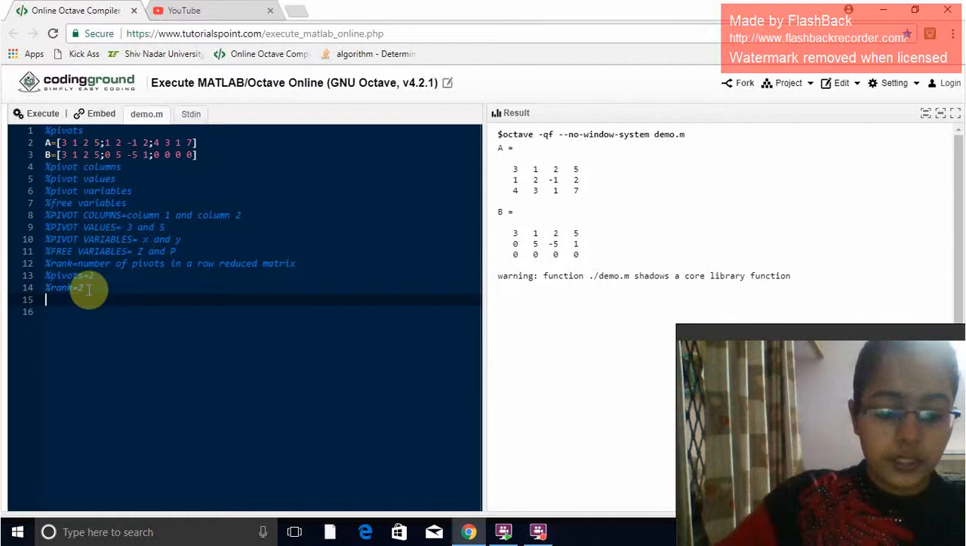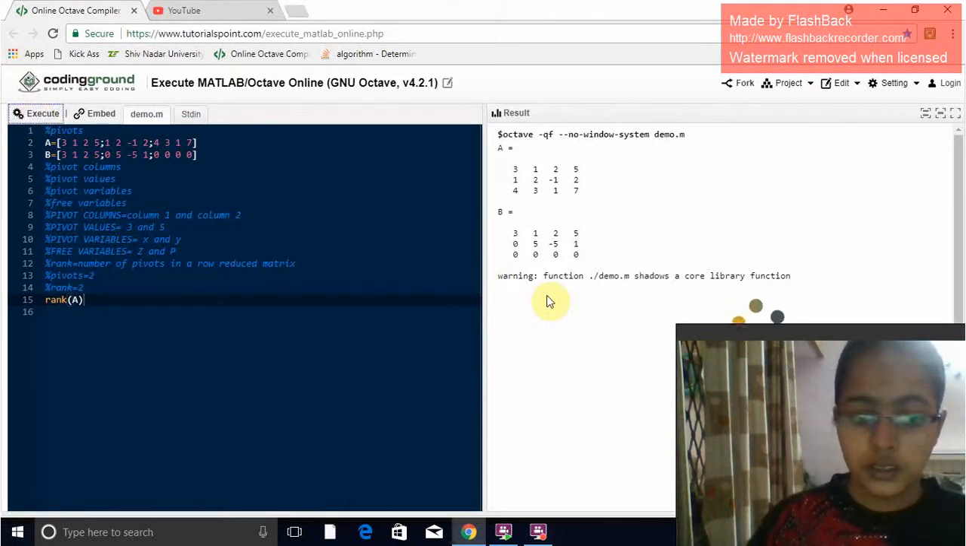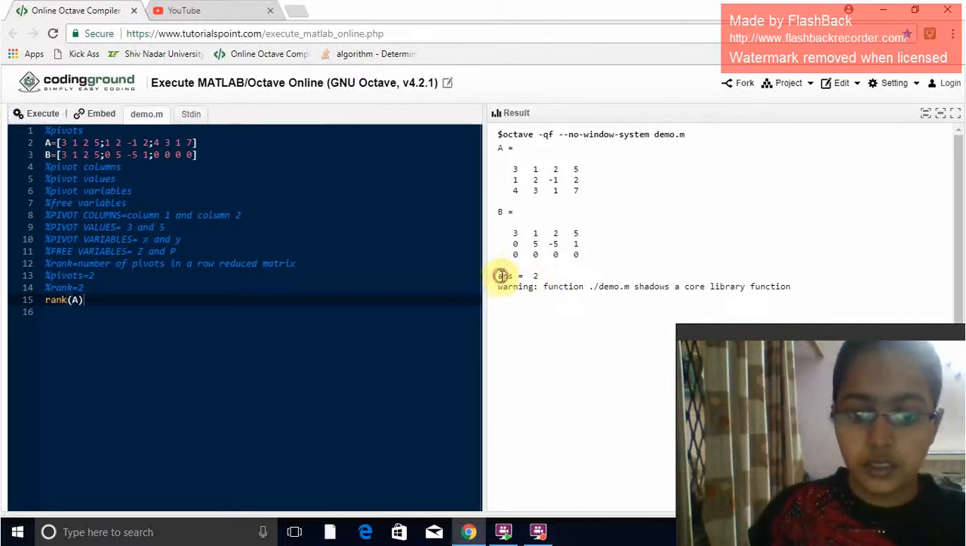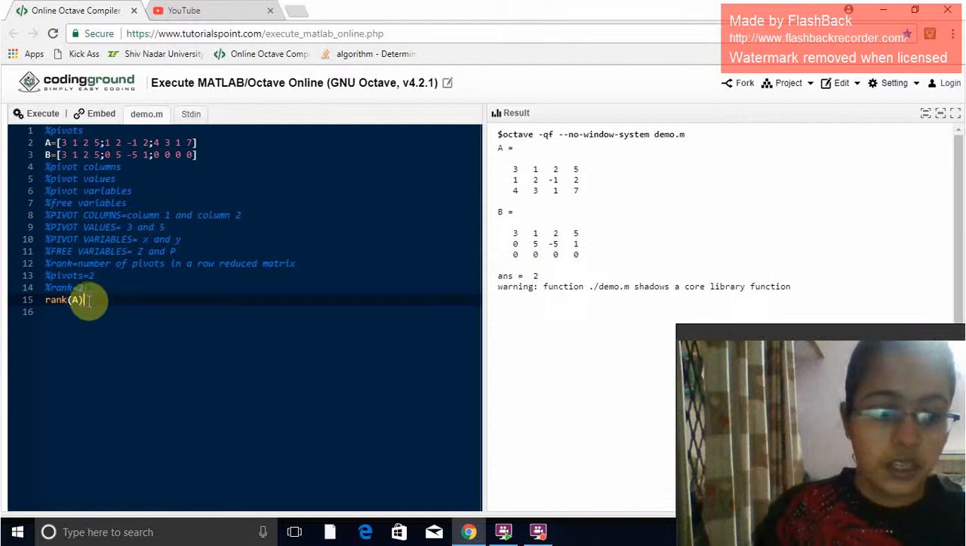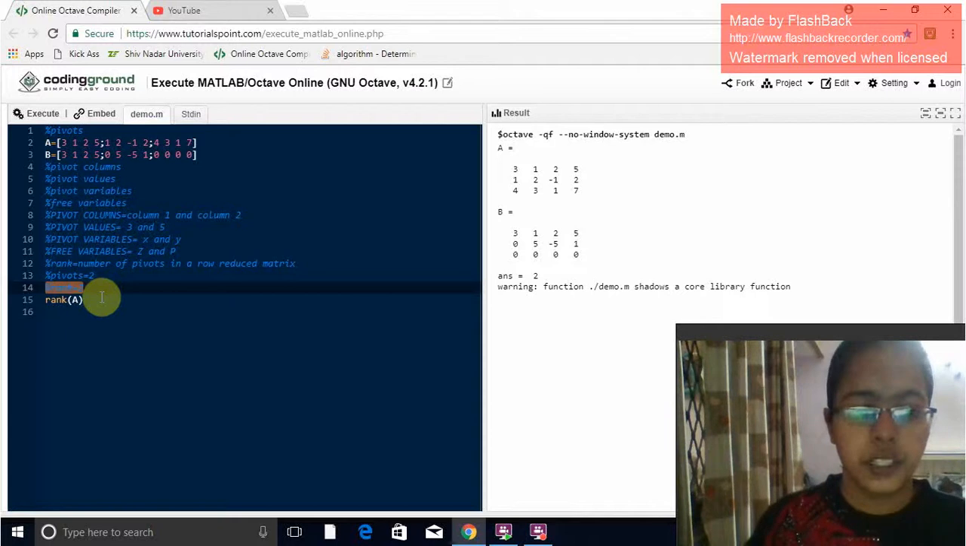For finding the rank, we can simply use the keyword rank and matrix A. Our basic matrix was matrix A, so the rank of the matrix will be 2. Here the rank of the matrix is 2, and hence it is proved, manually or using MATLAB, that the rank of a matrix is the number of pivots in a row-reduced matrix. So in our previous videos, we have seen how to create a matrix, how to convert a matrix into row-reduced form, what pivots are, and that's all. Thank you.